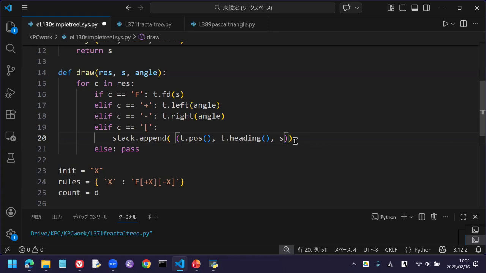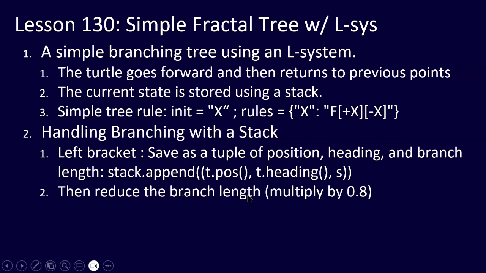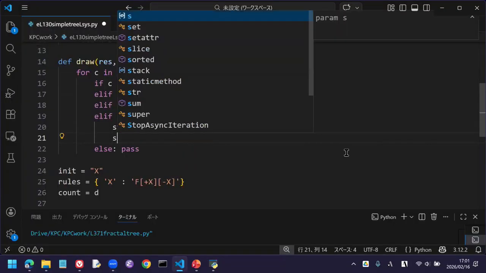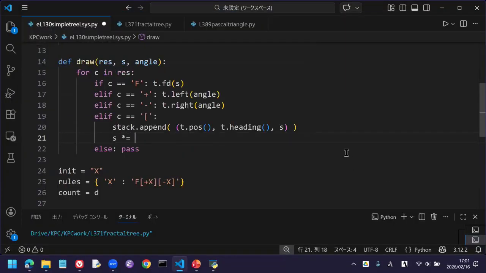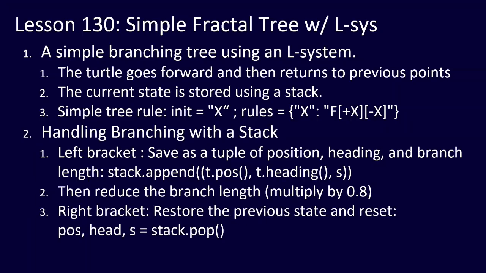Okay. Wow. Now we will see how this will do the magic. That's the first element. And then we will reduce the branch length by multiplying by 0.8. Okay, then s times equal 0.8. Good. One more element is what we do with the right bracket.